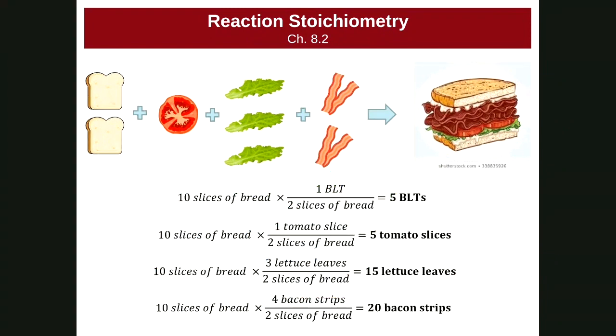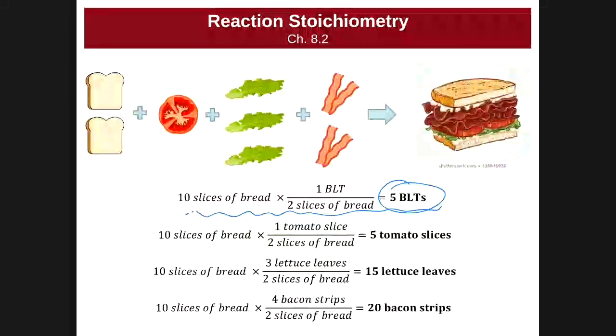If we have 10 slices of bread and we multiply by our ingredient ratio for BLTs, that means 10 slices of bread divided by 2 slices of bread gives us 5 perfect BLTs. So we can make 5 BLTs. You probably figured that out in your head, but you didn't realize that you were using the ingredient ratios.